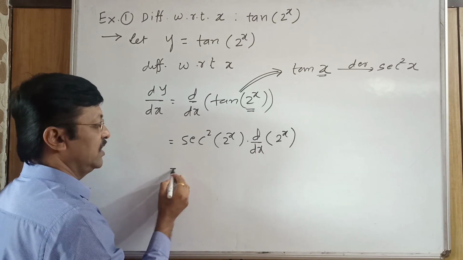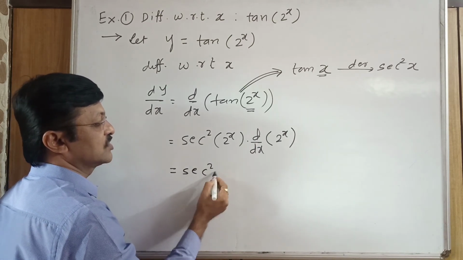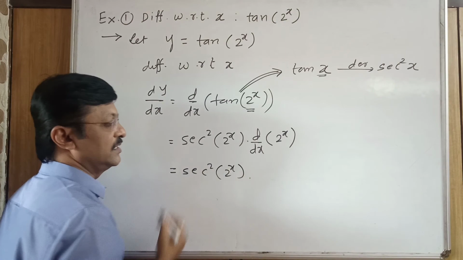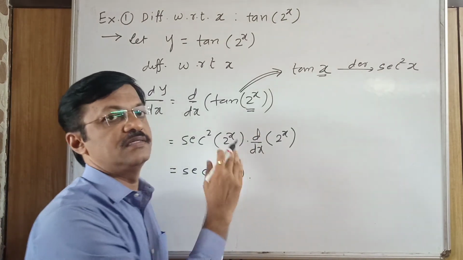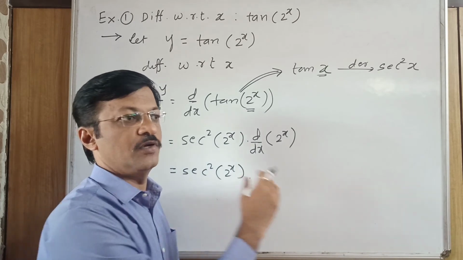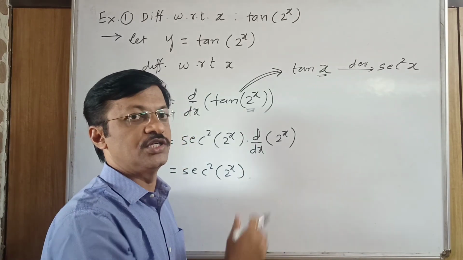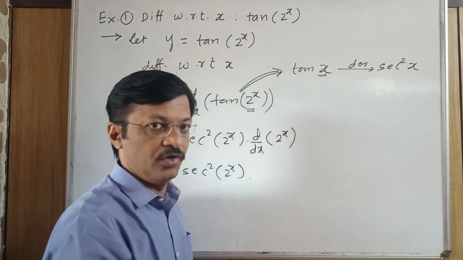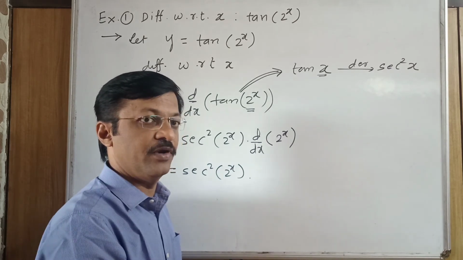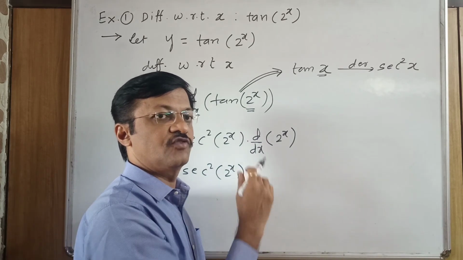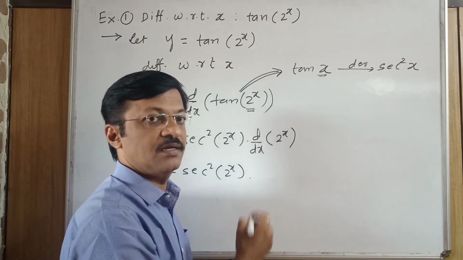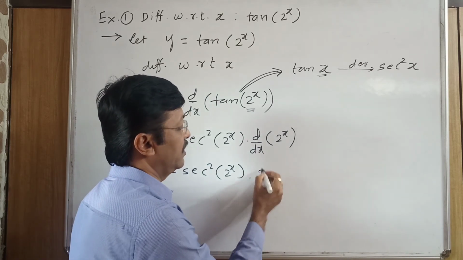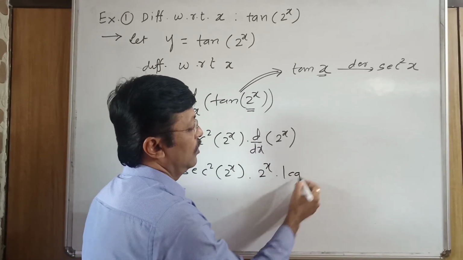Then you continue the simplification, sec square 2 raised to x as it is, and then d by dx of 2 raised to x. Now 2 raised to x is a standard function which falls in the category a raised to x, the exponential function, whose derivative is known to you. The derivative of a raised to x is a raised to x log a. So the derivative of 2 raised to x is 2 raised to x log 2. So it will be directly written as 2 raised to x into log 2.